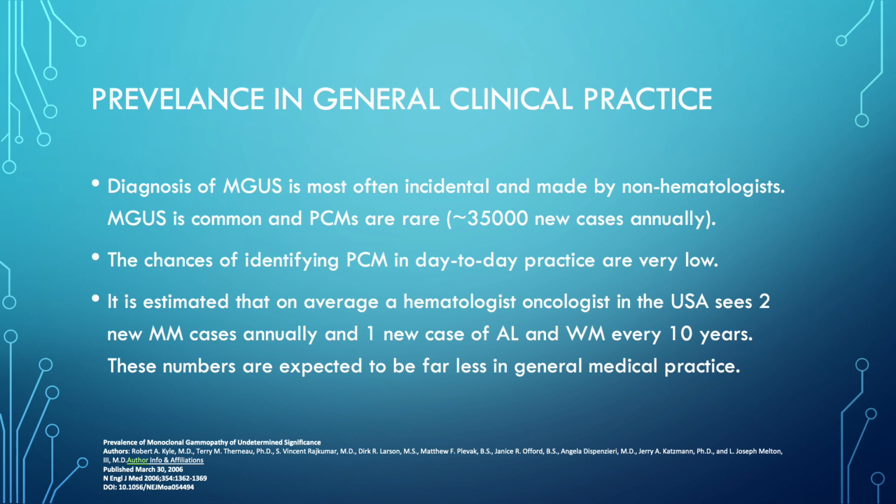Now, talking about the prevalence in general clinical practice, the diagnosis of MGUS is most often incidental, and it's made by non-hematologists. It's common, and plasma cell dyscrasias or malignancies are very rare, with about 35,000 new cases annually. The chances of identifying plasma cell malignancies in day-to-day practice are very low. It's estimated that on average in the USA, a hematologist oncologist sees about two new multiple myeloma cases annually and one new case of AL amyloidosis or Waldenstrom macroglobulinemia every 10 years. These numbers are expected to be far less in general medical practice, but this is how it is.